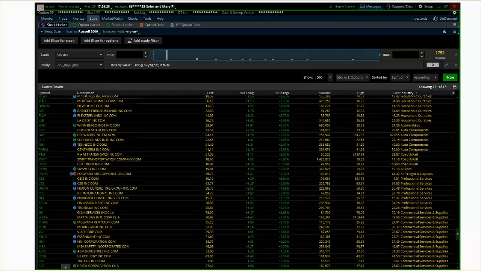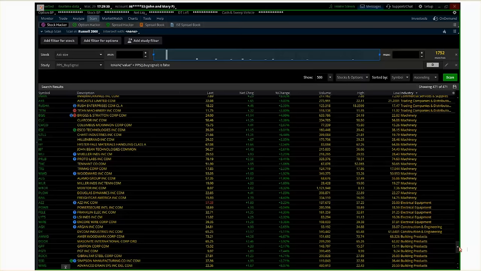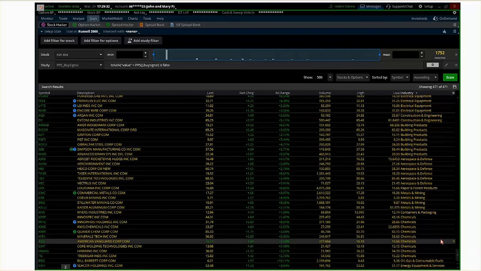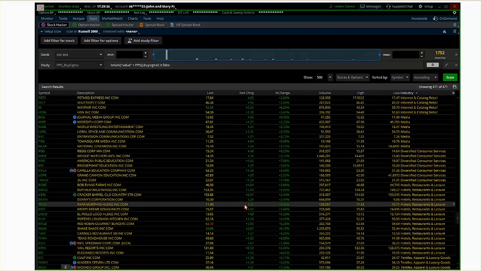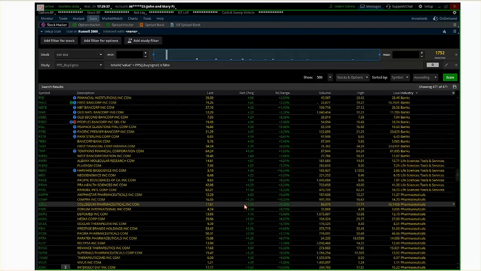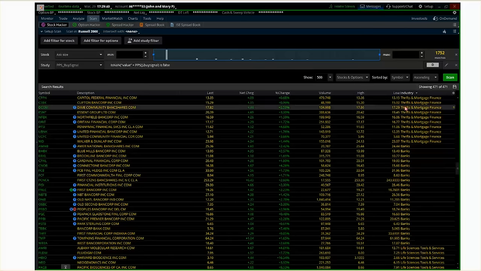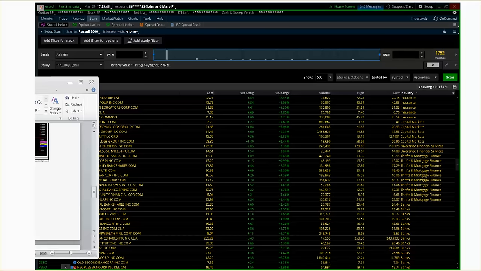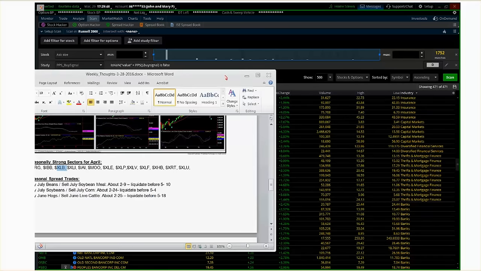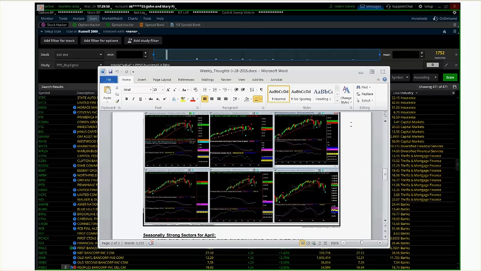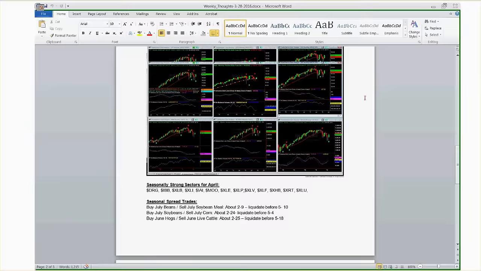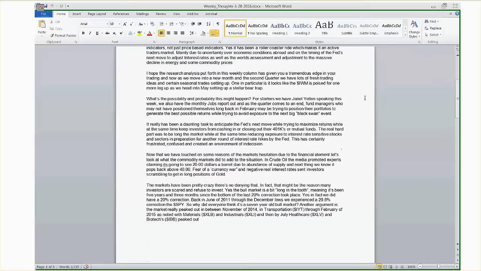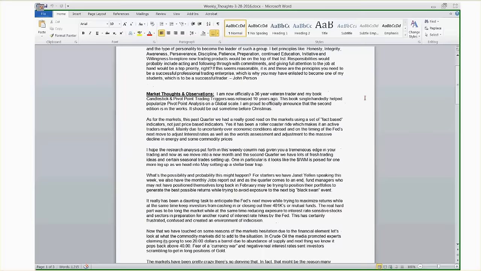You also had, to my surprise, not that we were not expecting it, some financial banks, these small-cap banks came in, and thrifts and mortgages, there they are. Those were two heavy areas that added to the market's strength today. Ironically, that's kind of what we were anticipating in this weekly thoughts and observations. This is what we wrote about this week.